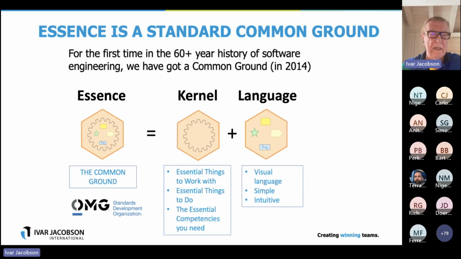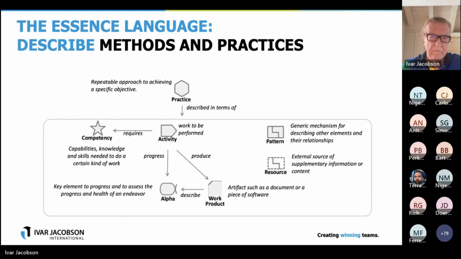To be a standard, it needs to be non-controversial. The language is very simple too. It's basically 4 or 5 icons. Practice is described in terms of a couple of other things. Activity, and you have seen that symbol for a long time, not only now. And work product, that is like documents. That's the thing you produce when you perform activities.